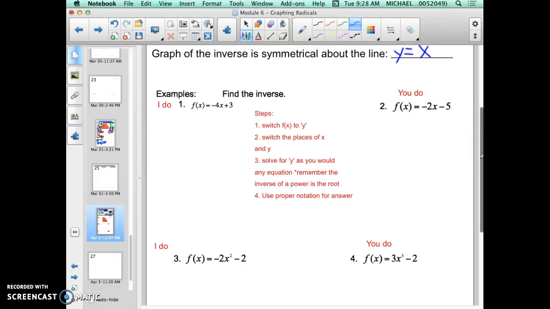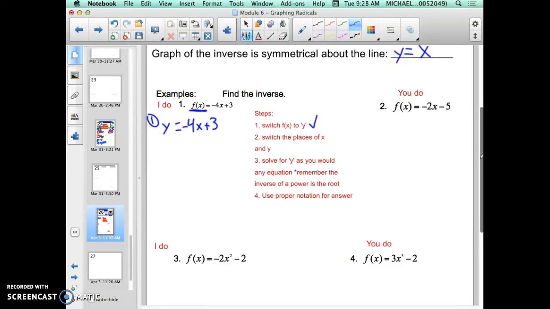The first example, the I do problem, I have f of x equals -4x plus 3, and it says to find the inverse. So the first step, again, I've already said, but we're going to switch f of x to y, just so I don't get confused. Instead of writing f of x, this notation, because a lot of times that's given to you as that function notation, I'm going to write, this is my first step, y equals -4x plus 3. Did step 1.